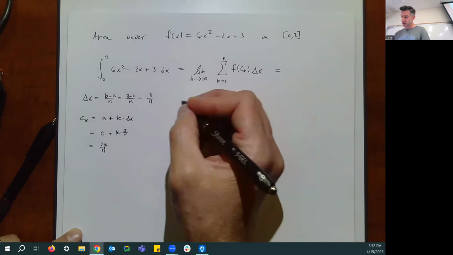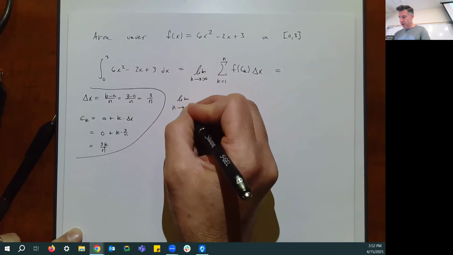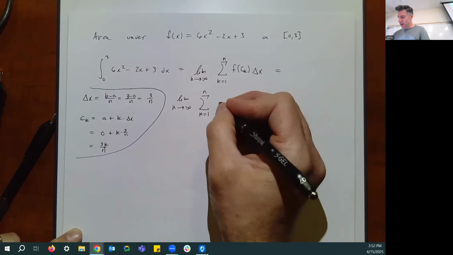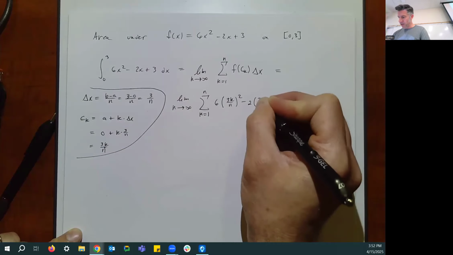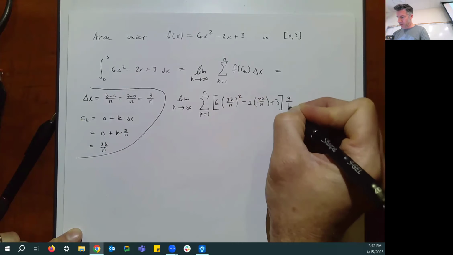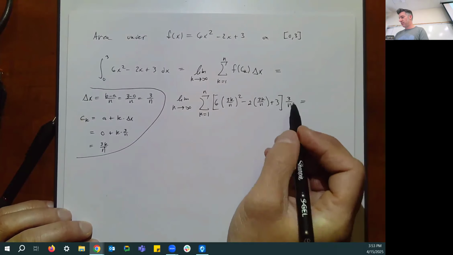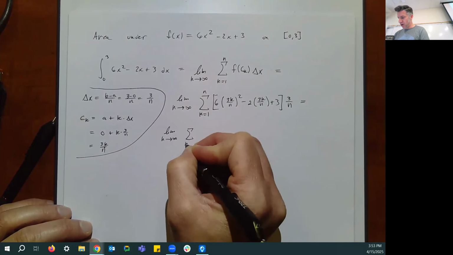So it's going to look kind of gross. Not surprising, these problems are always kind of gross. We're going to get the limit as n goes to infinity of the sum from k equals 1 to n of f of c sub k, which is going to be 6 times (3k over n) squared minus 2 times 3k over n plus 3, all multiplied by my delta x, which is 3 over n. So then we do a couple things. I would simplify the entire inside here, maybe in 2 steps, maybe in 1.